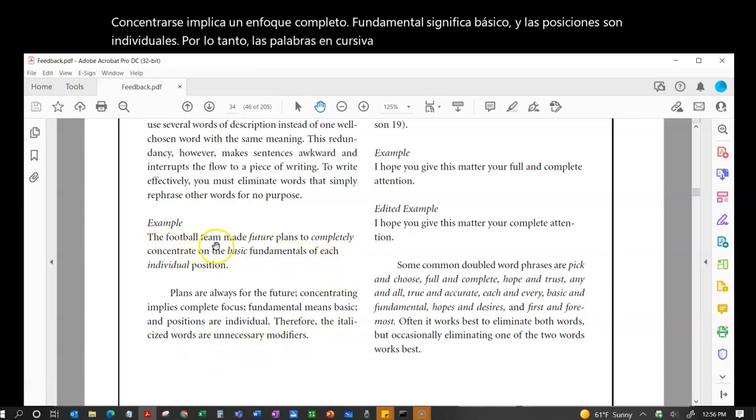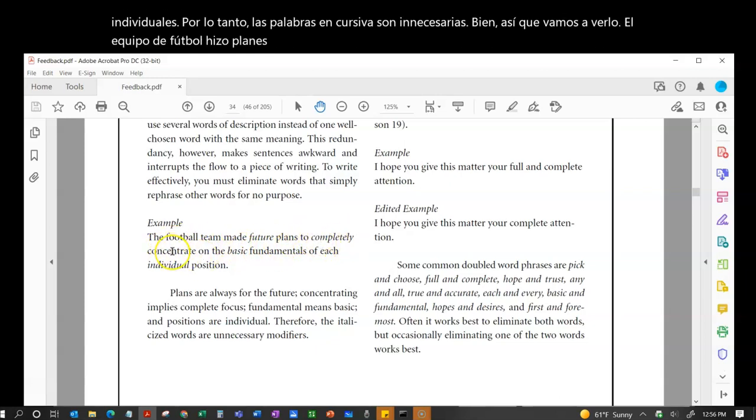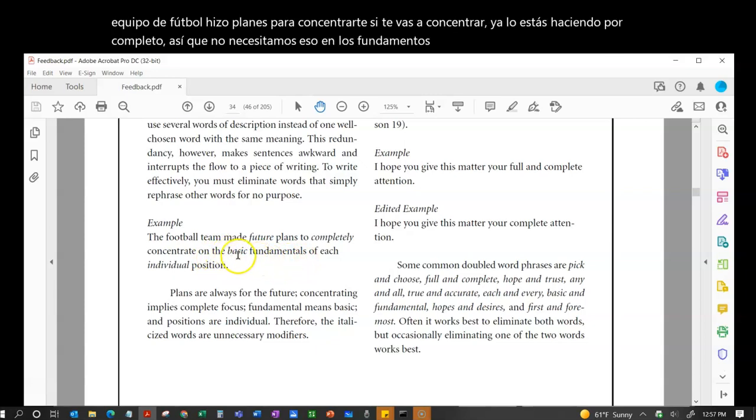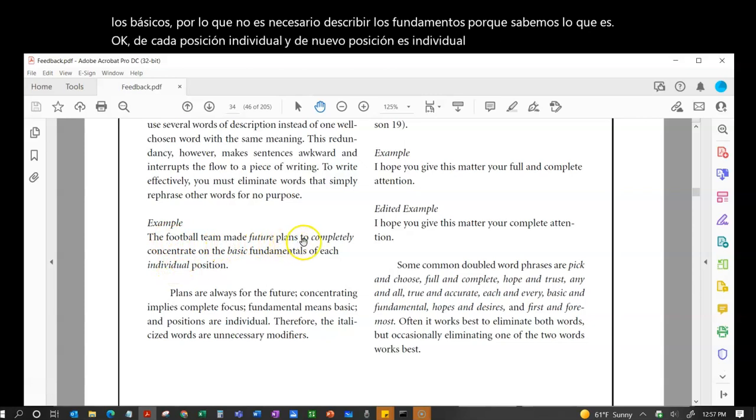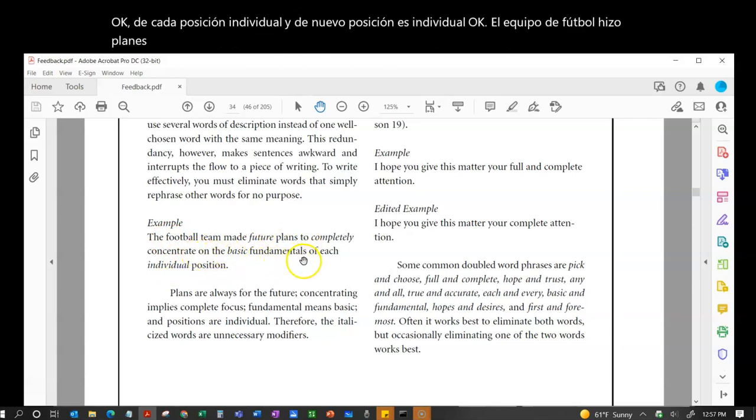Okay, so let's look at it. The football team made plans to concentrate. If you're going to concentrate, you're already doing that completely. So completely, we don't need that. On the basic fundamentals. Well, fundamentals are the basics. So you don't need to describe fundamentals because we know what it is, okay? Of each individual position. And again, position is individual, okay? The football team made plans to concentrate on the fundamentals of each position. Oh my God, that sounds so much better, okay?